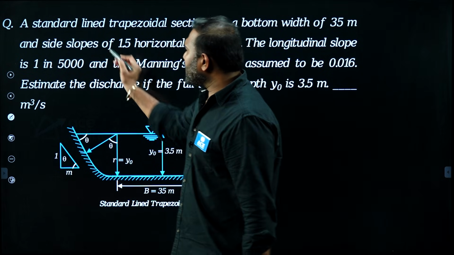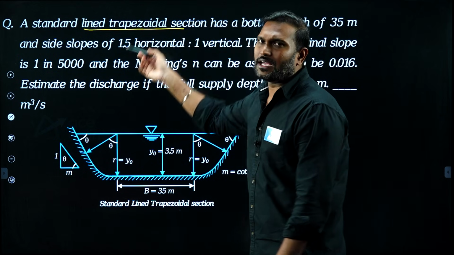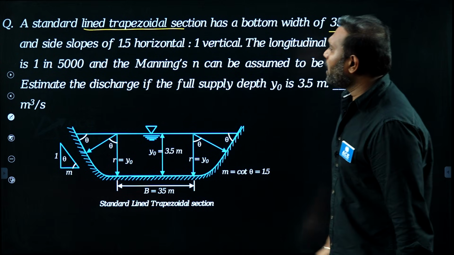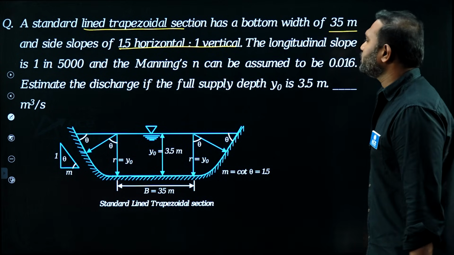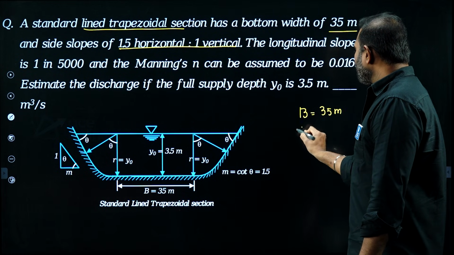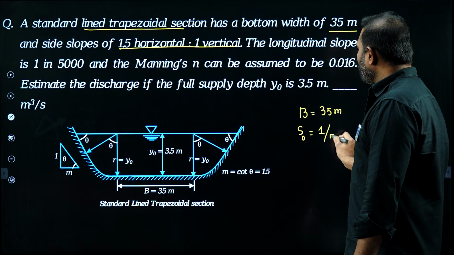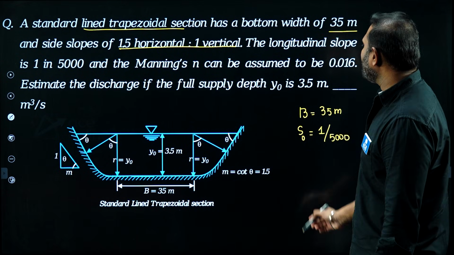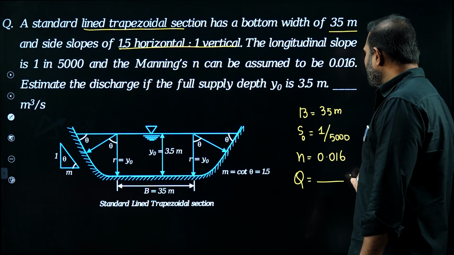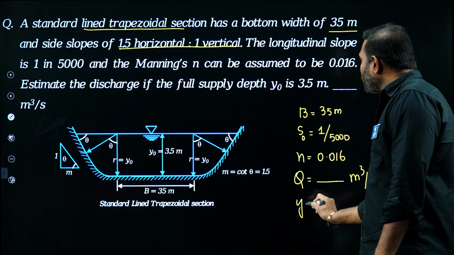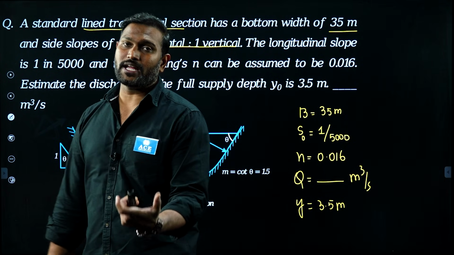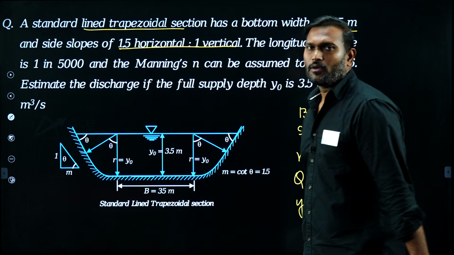Okay. So a standard linear trapezoidal section. That trapezoidal section has a bottom width of 35 meters and a side slope of 1.5 horizontal to 1 vertical. So the longitudinal slope is given, B is given 35 meters, longitudinal slope is given 1 in 5000, and Manning's N is given as 0.016. What I'm asking you is the discharge for a full supply depth of 3.5. See, a similar type of question has been asked in GATE, but they asked about the triangle. What is changed is a trapezium with a rounded bottom.